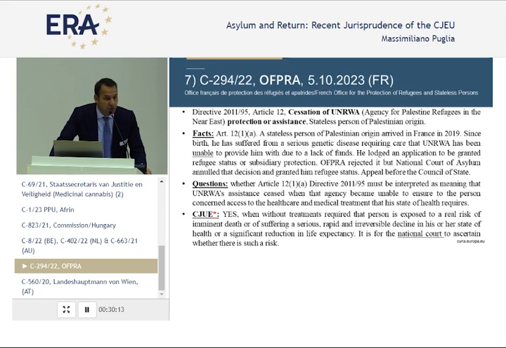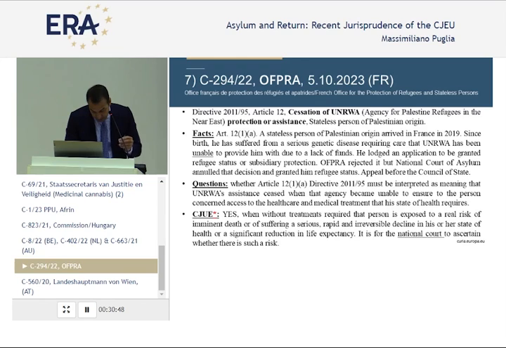So an appeal has been brought before the Council of State, and the question is whether Article 12, paragraph 1 of this directive must be interpreted as meaning that the agency's assistance ceased where that agency is unable to ensure to the person concerned the access to the healthcare and medical treatment that he needs according to his condition. And in this case, I will not recall to you the content of Article 12, paragraph 1.